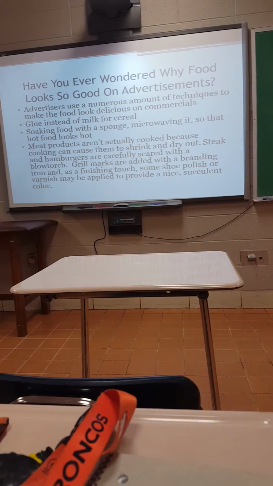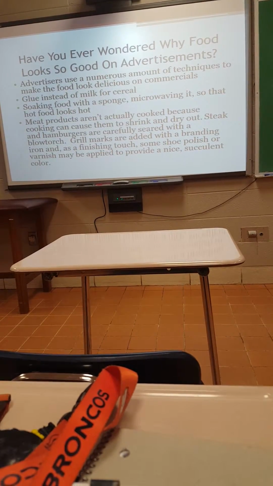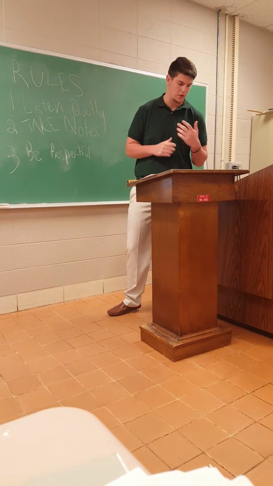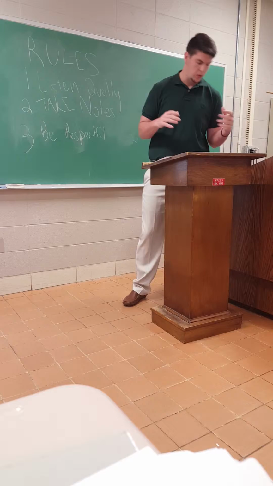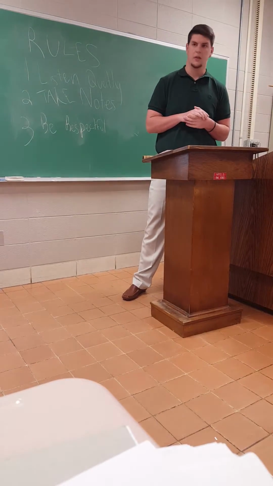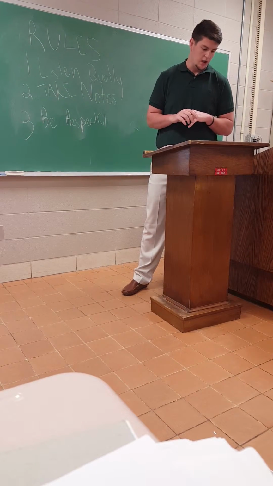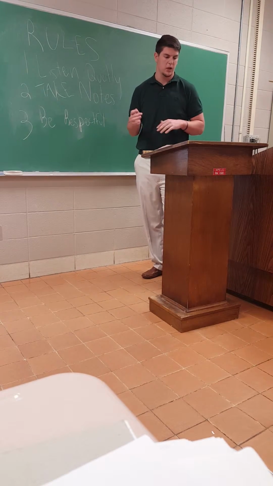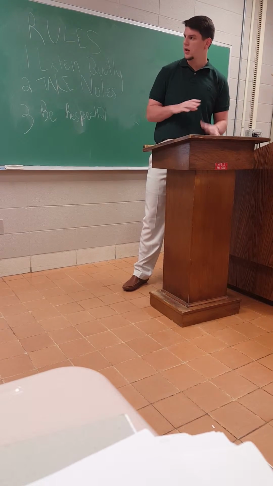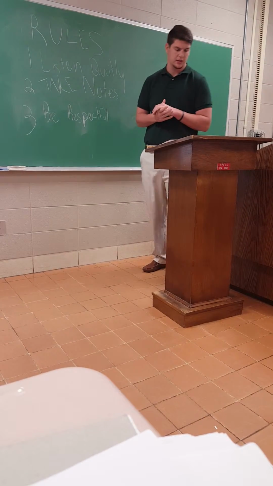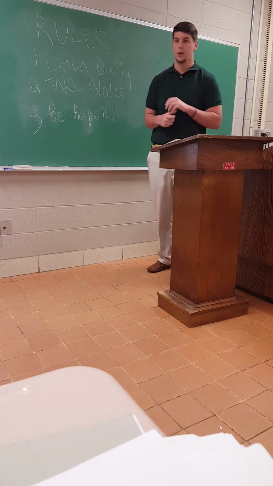All right. Have you ever wondered why food looks so good in advertisements? Advertisers use numerous techniques to make their food look good in their commercials. I just highlighted three examples of how they do that. Glue: they use glue instead of milk in their cereal so that the cereal doesn't get all soggy, and so it keeps that good look. They soak food with a sponge, microwave it so that hot food looks hot. And then the last example is that meat products aren't actually cooked because cooking can cause them to shrink or dry out. Steak and hamburgers are carefully seared with a blowtorch.